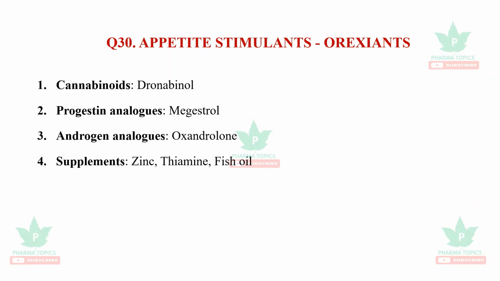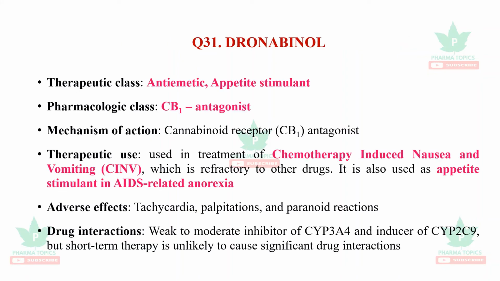One is cannabinoids: dronabinol, progestin analogs like megestrol, androgen analogs like oxandrolone, and supplements such as zinc, thiamine, and fish oil. Question number 31 is a short note on dronabinol. It is an appetite stimulant. It also has anti-emetic property. It's a cannabinoid CB1 antagonist.